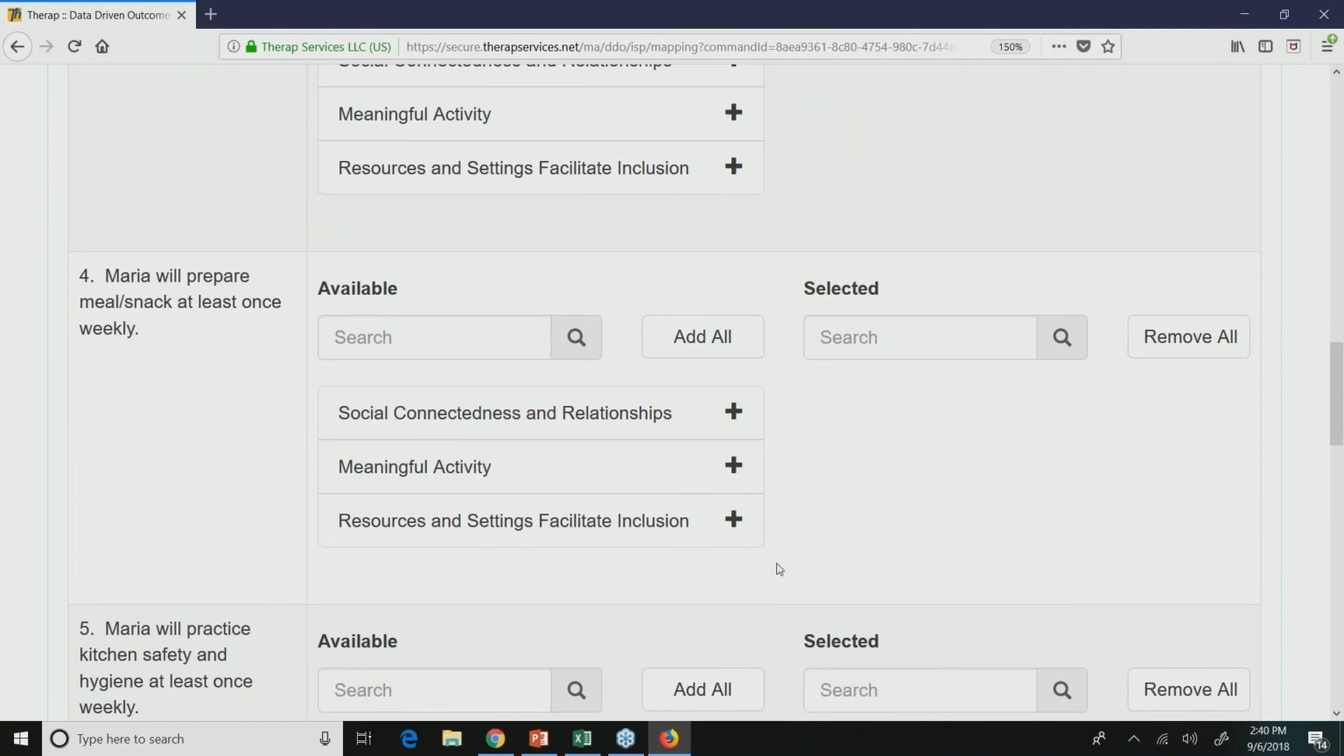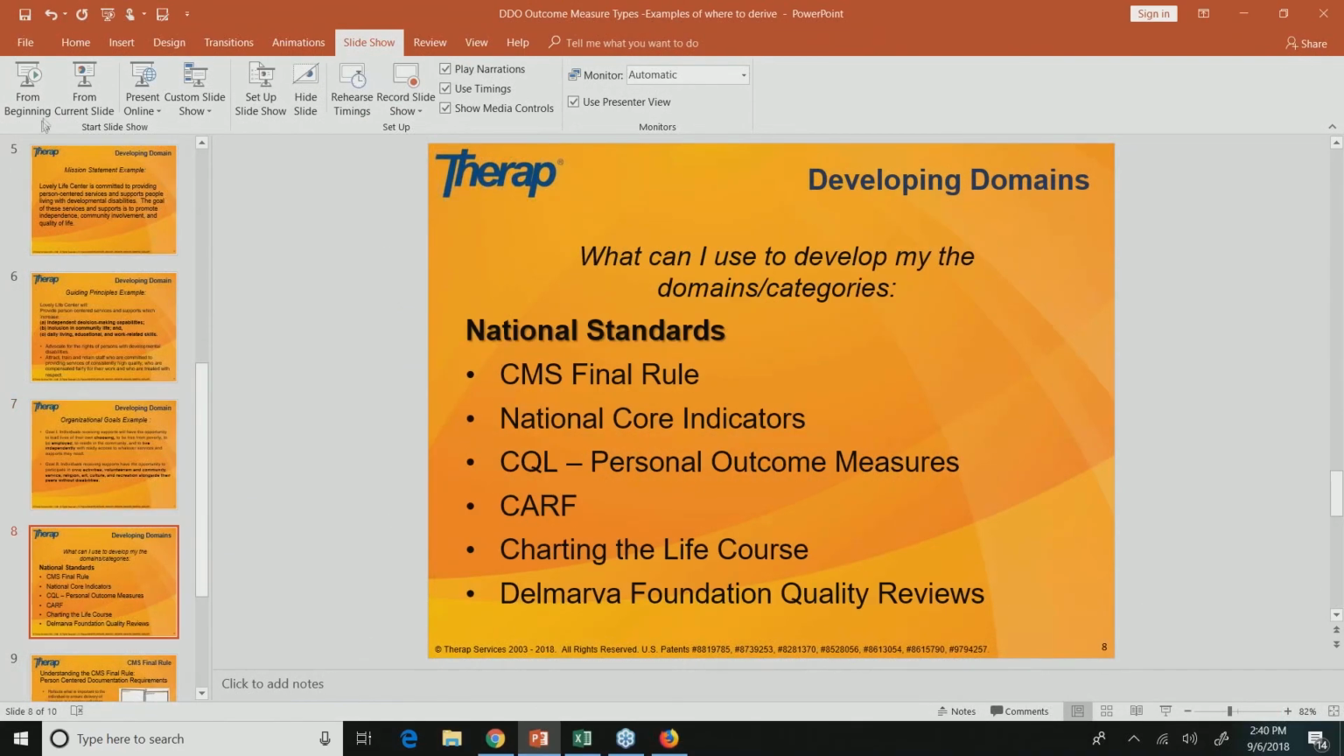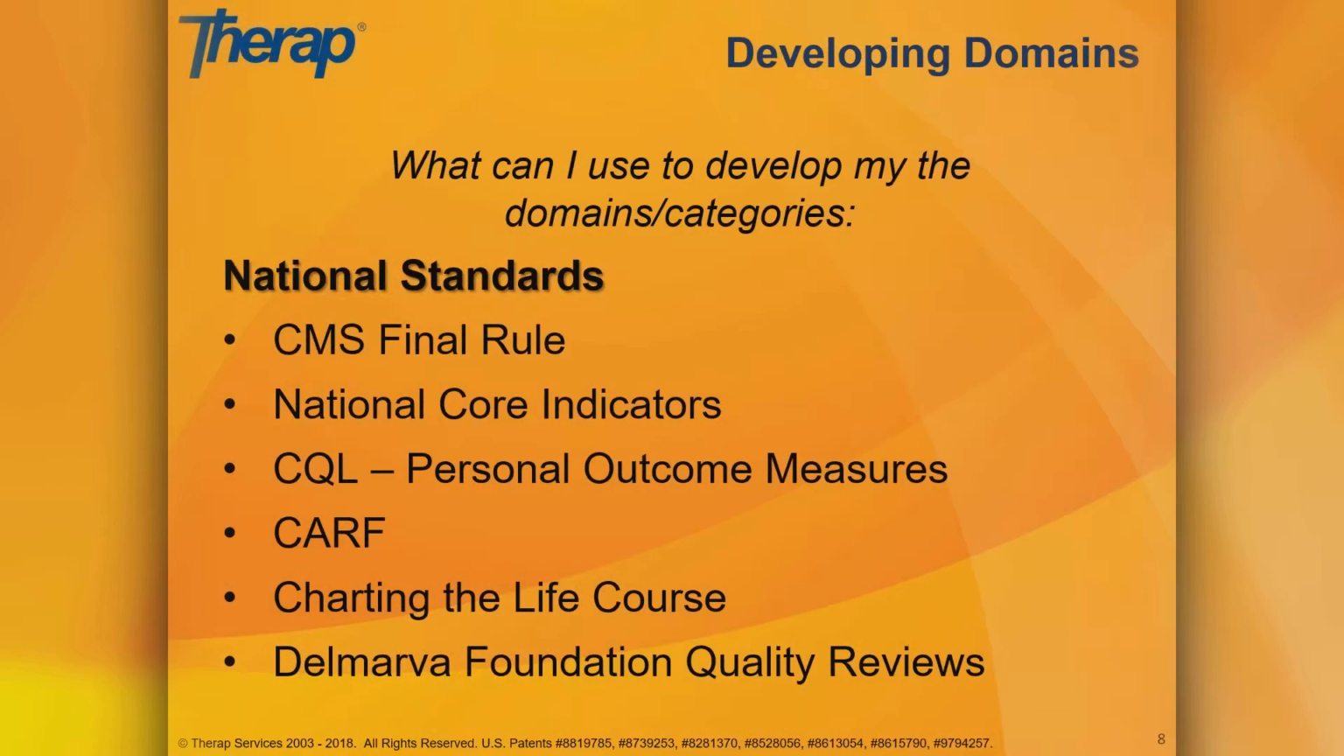I'm going to go into showing some examples on the national side of some things that you could use as places or sources for your outcome measure types. Some of those might come from national standards, such as the CMS final rule for person-centered planning or home and community-based services, and National Core Indicators. Many of you are probably familiar with or using CQL for the personal outcome measures, and you may be using the 5 factors, or you may be using all 21.